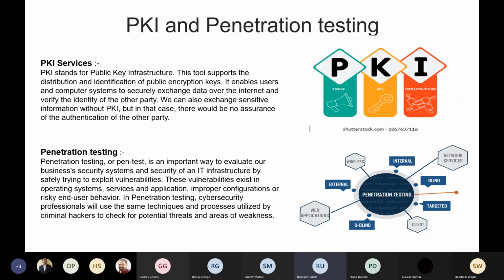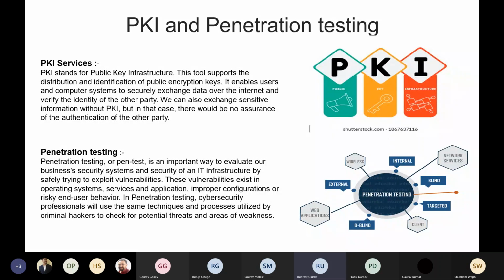So the next security tool is PKI. PKI stands for Public Key Infrastructure. This tool supports the distribution and identification of public encryption keys. It enables users and computer systems to securely exchange data over the internet and verify the identity of the other party. We can also exchange sensitive information without PKI, but in that case, there would be no assurance of the authentication of the other party.